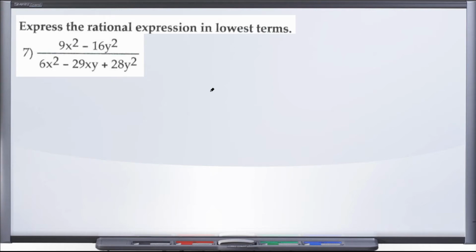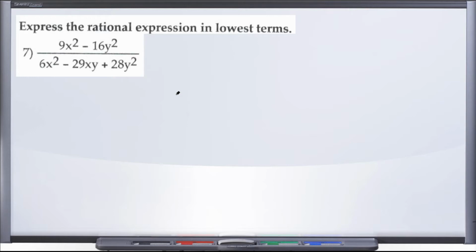Number 7, we are still expressing the rational expression in lowest terms, and we've been given the expression 9x squared minus 16y squared over 6x squared minus 29xy plus 28y squared. All right, so we know hopefully by now that the first thing we want to do when we're being asked to rewrite or express this rational expression in lowest terms is we're going to take the numerator and denominator and factor it as much as we can.